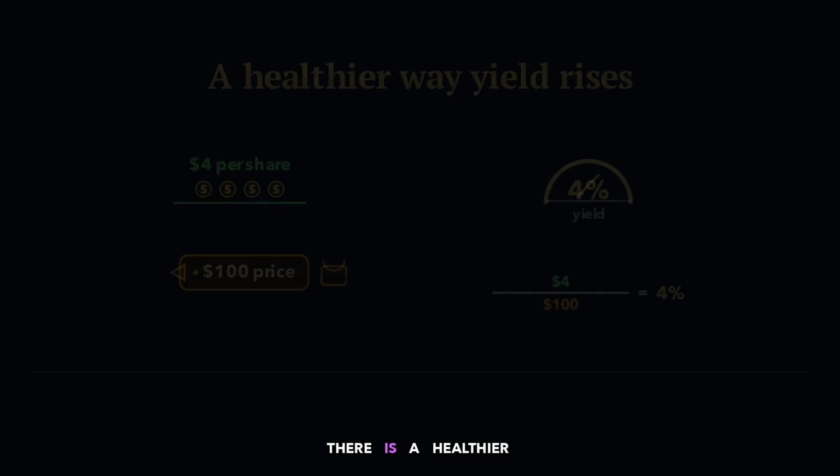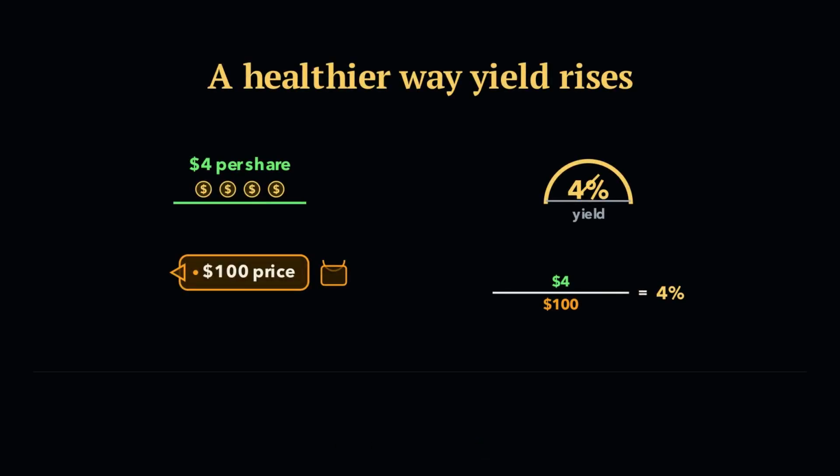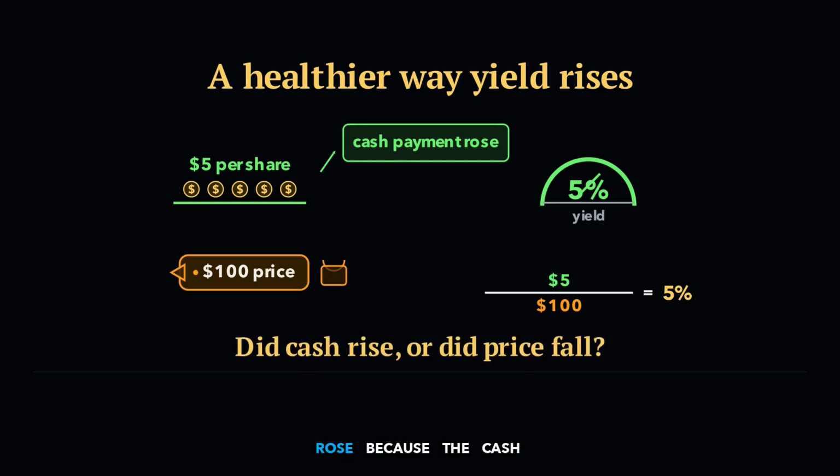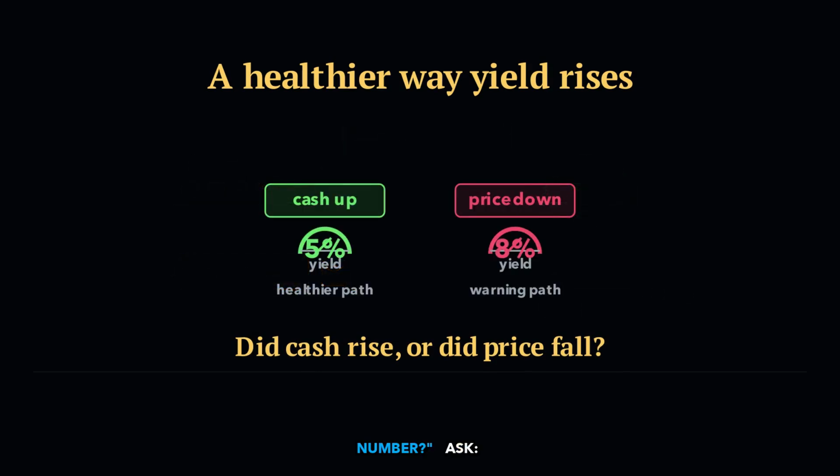Now, there's a healthier way for yield to rise. Keep the price at $100. Now, the annual dividend increases from $4 to $5. 5 divided by 100 equals 5%. This time the yield rose because the cash payment went up. So when you see a high yield, do not ask only, how big is the number? Ask, did the dividend rise or did the stock price fall? That one question prevents a lot of beginner mistakes.